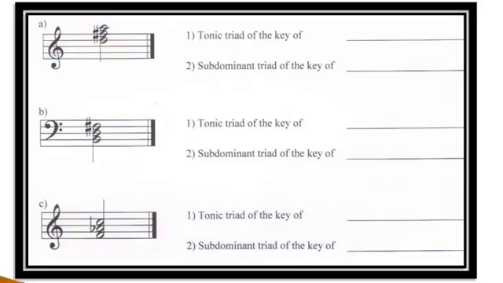And the last example, is that a major triad or a minor triad? It's a minor triad, isn't it? Yeah, it's a minor triad, so it's the key of F minor. The tonic triad in the key of F minor. The subdominant triad in the key of, did you get it? C minor.